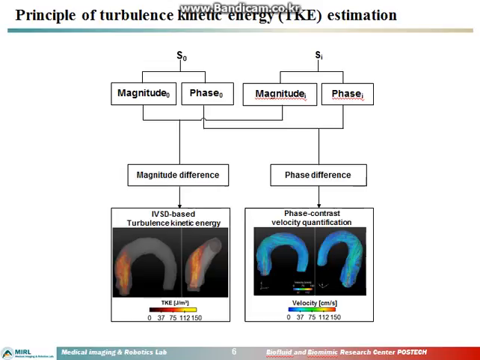Previously, Dyverfeldt et al. derived a relation for TKE estimation based on the relation between the intravoxel velocity distribution and the MR signal from a standard PC-MRI measurement. This estimation assumes that the spin velocities within a voxel are normally distributed in turbulent flow. We can estimate the 3 directional standard deviation components of the turbulent flow from the magnitude images of the 4-point measurements.